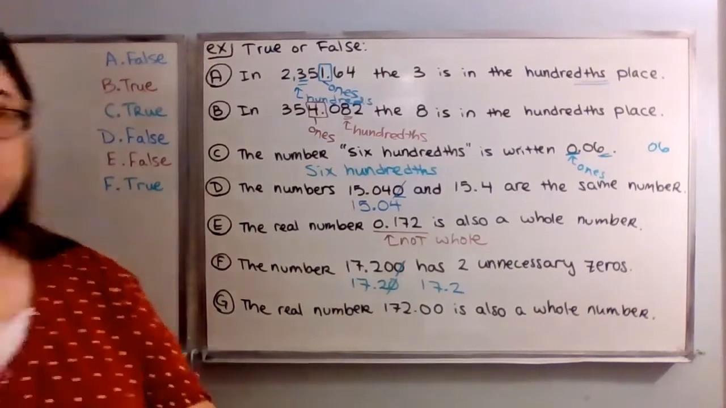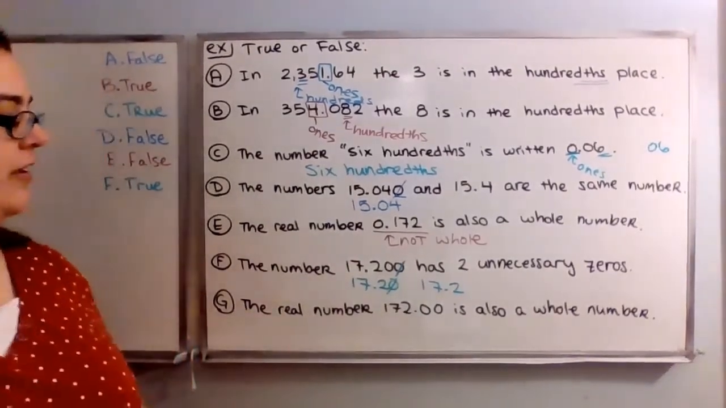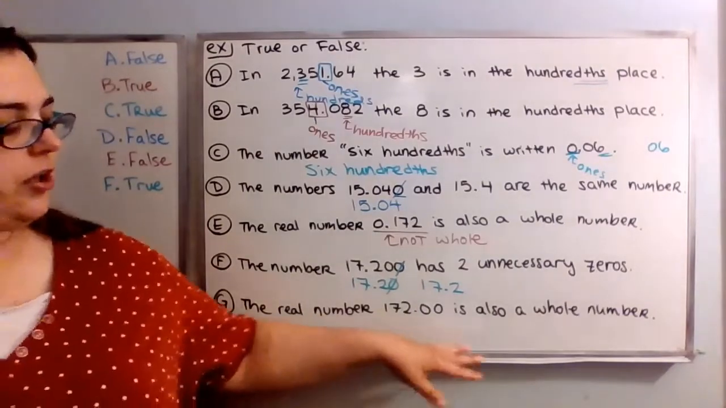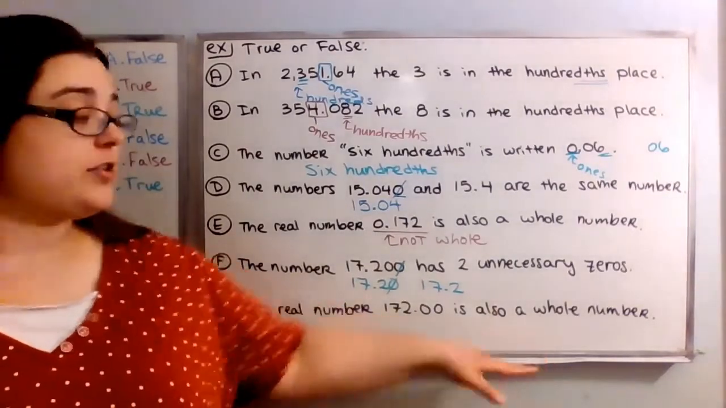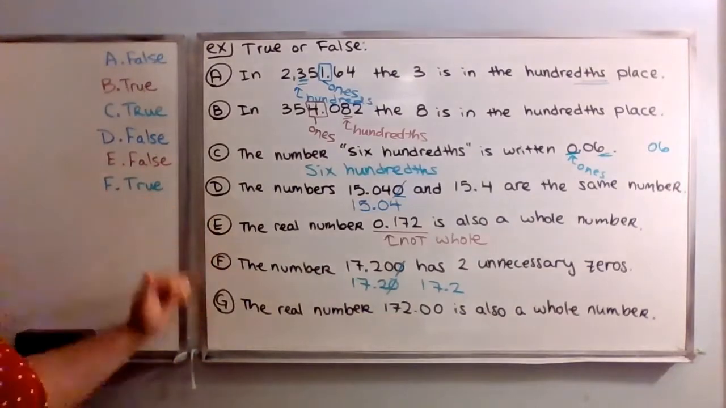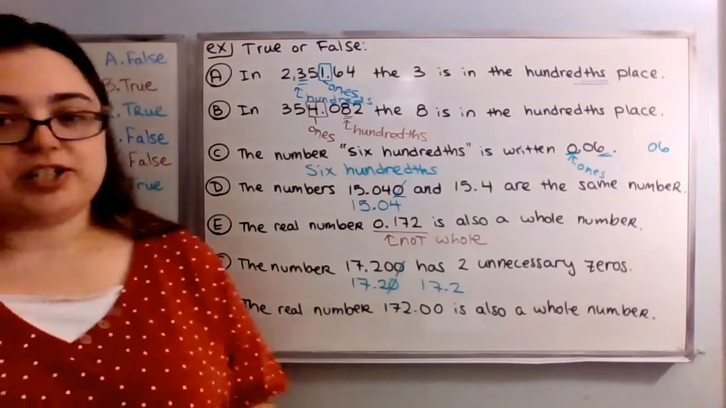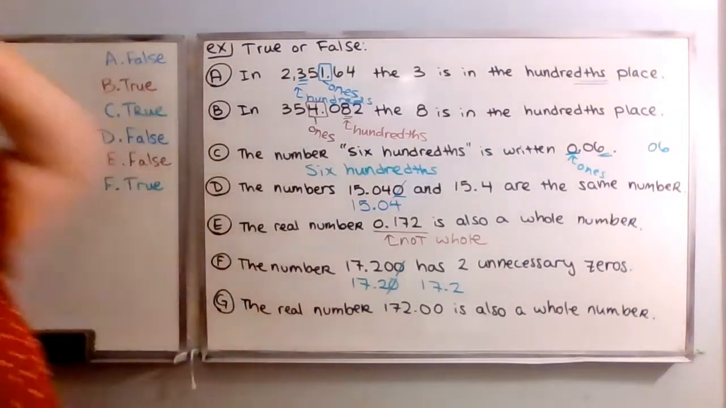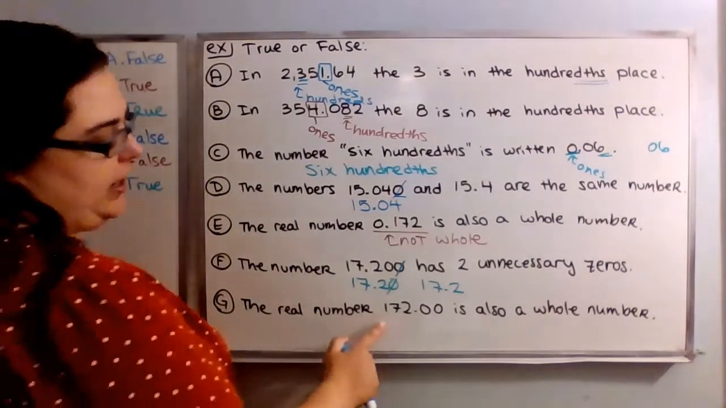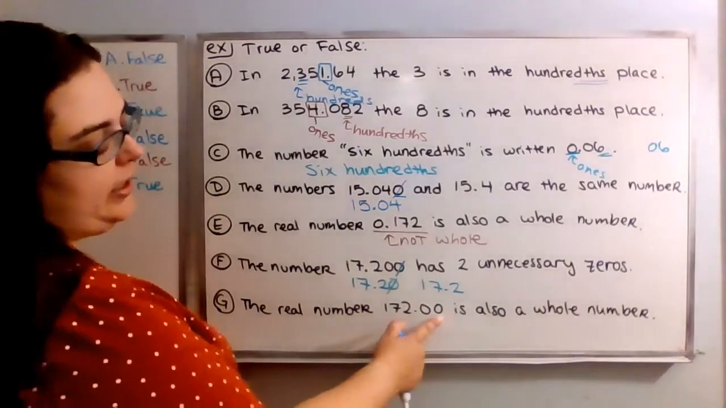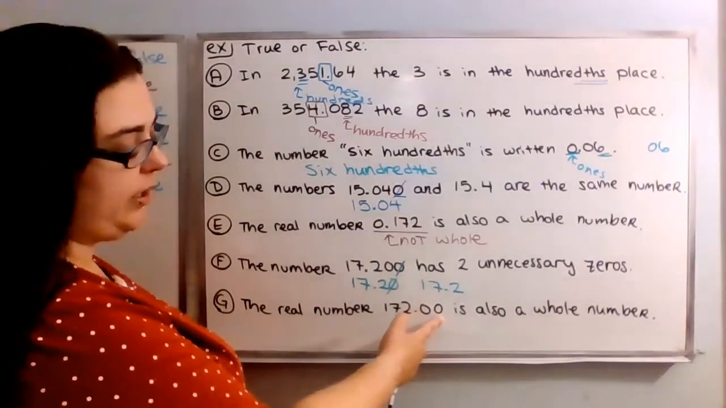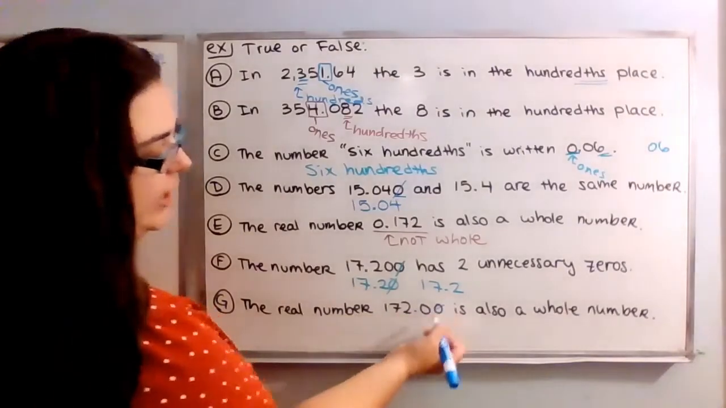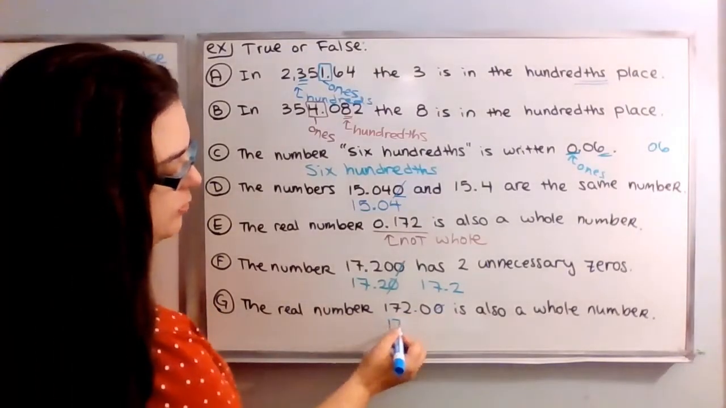All right, we have one more to work through. Part G says the real number 172.00 is also a whole number. This one's going to be similar to part E. Once again, we're going to check out the zeros to see if they're necessary or not. Here we have this first zero. It is the last digit all the way to the right, and it is to the right of a decimal point. So we can X it out, and we can rewrite this as 172.0.